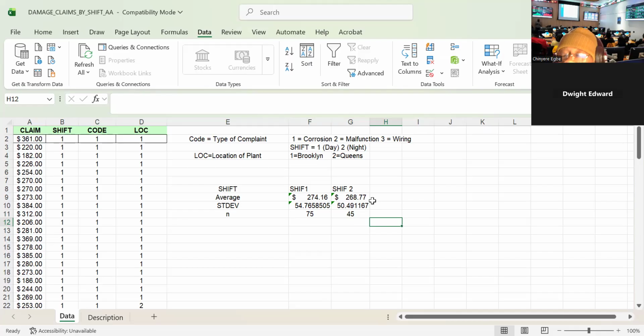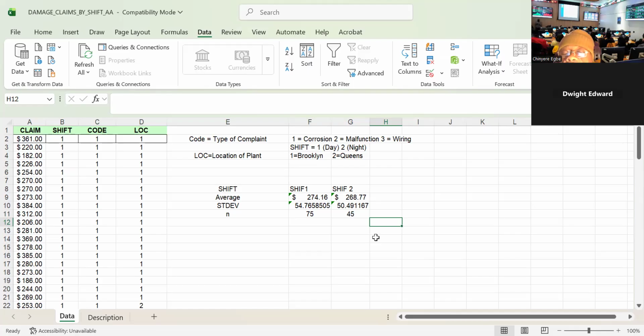The average for shift one is 274.16, and for shift two 268.77, and standard deviation is 54.76 and the other one is 50.49, and sample size is 76 or 75, and this is 35.